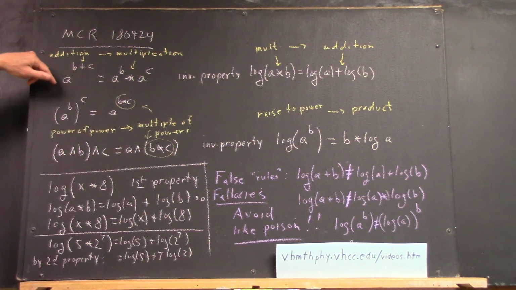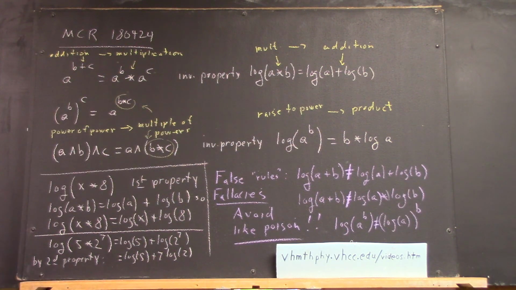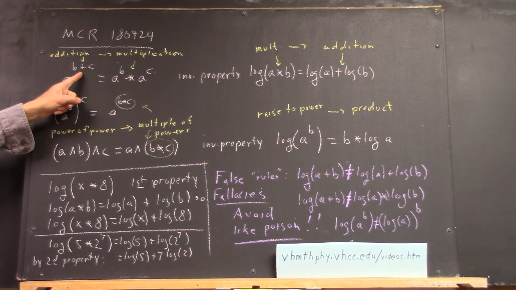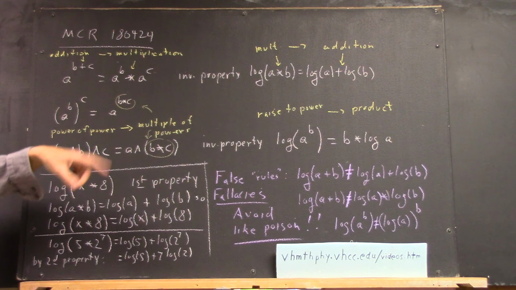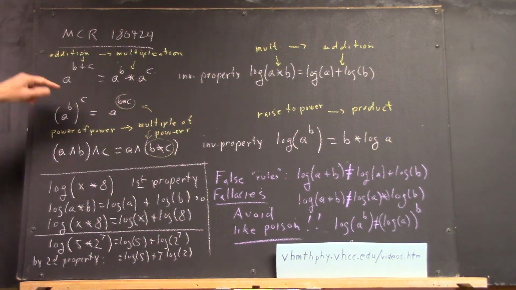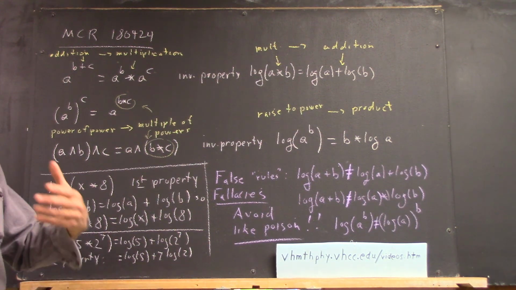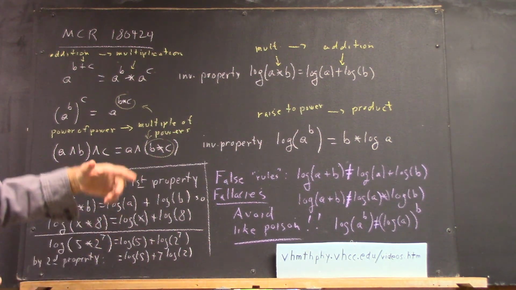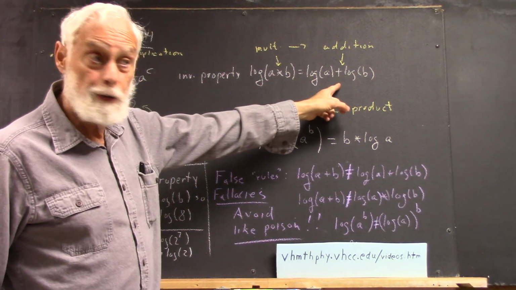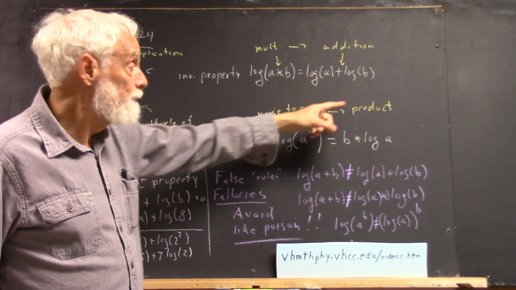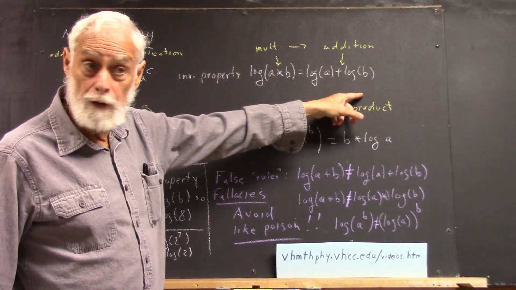We have the property a to the b plus c equals a to the b times a to the c. We see that addition of exponents leads to a multiplication. Inverse property, well, these are exponents. You would expect the inverse property to have something to do with logs, and you can think through the details. But the inverse property is where a multiplication gives you an addition. So that the log of a times b is the log of a plus the log of b.